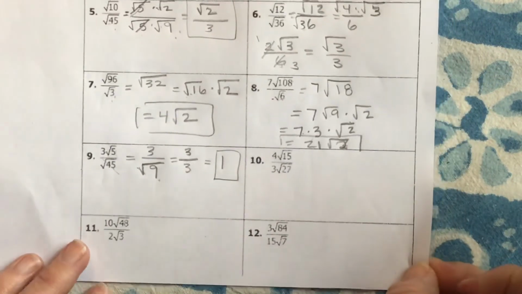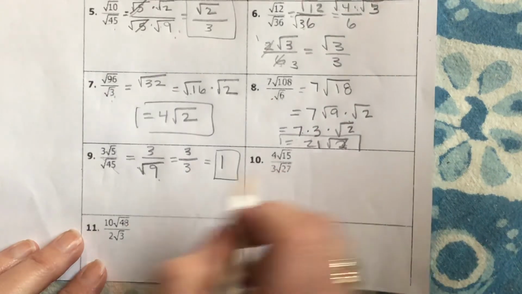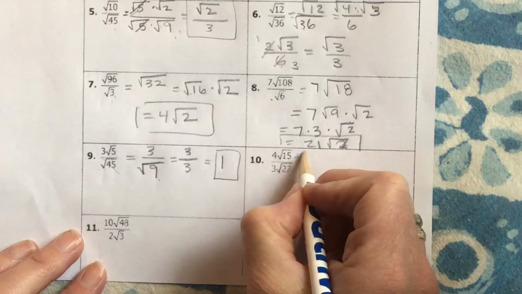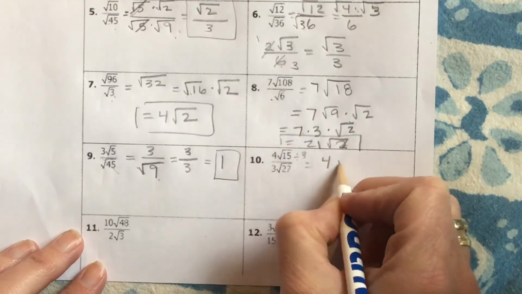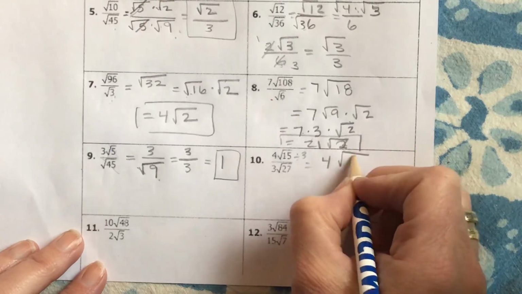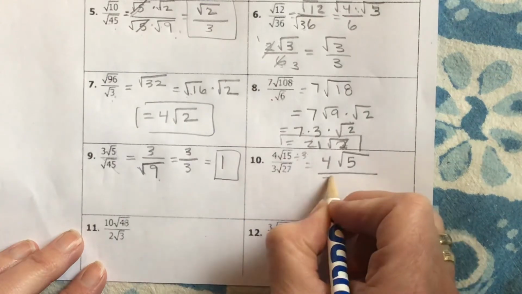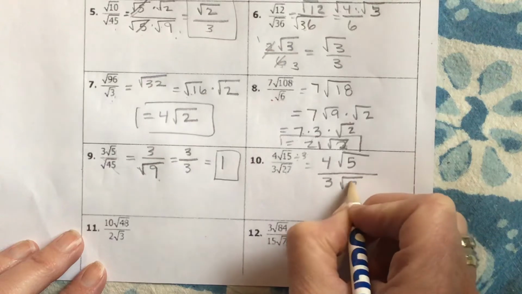Number 10. 4 root 15 over 3 root 27. Well, can I simplify what is under the radical signs? I can by dividing by 3. So I'm going to rewrite this 4 rad 5 and 3. I'll hold on to that. 27 divided by 3 is rad 9. Okay.